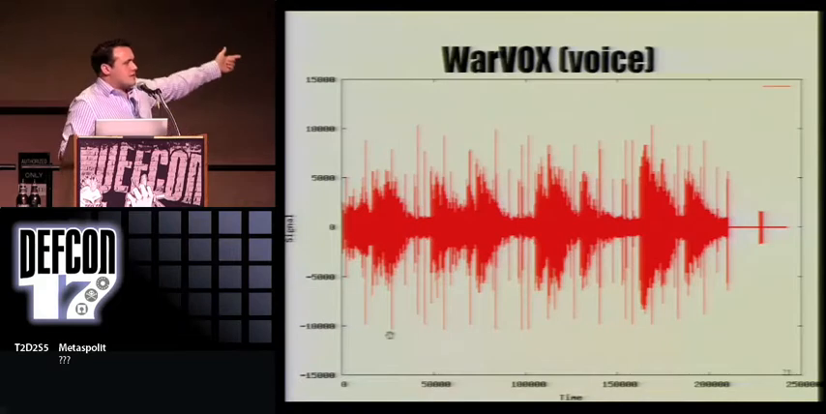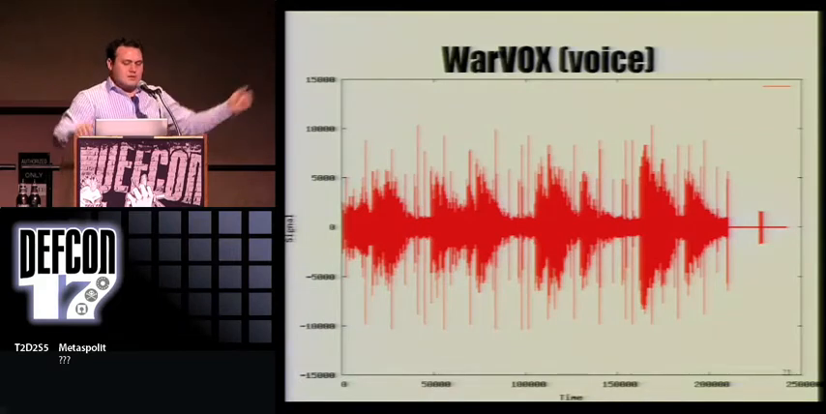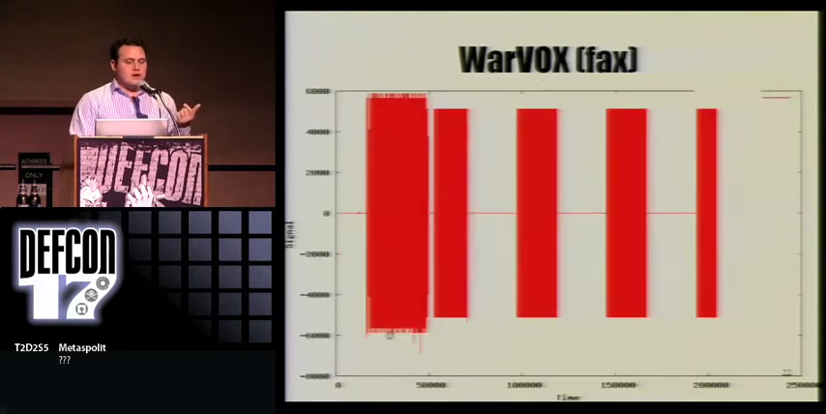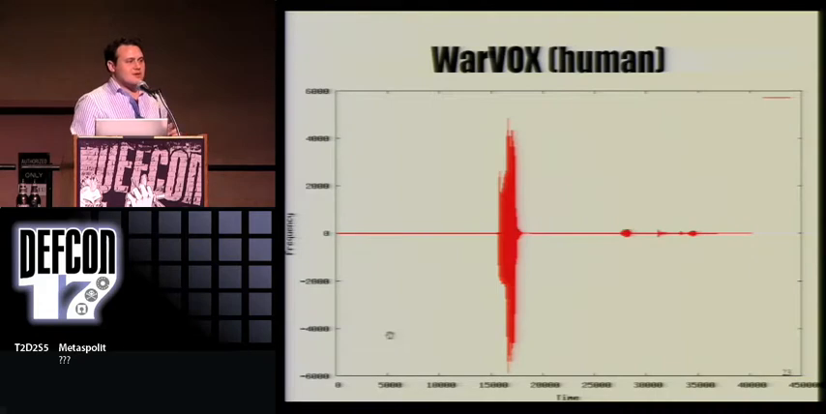So this is what a voice sample looks like, blah, blah, blah. Kind of an automated response. It doesn't wait for you to say anything, it just goes. Here's what a fax looks like, wee, wee, wee, kind of the squealing noise. You can see the bars of the annoying noise. Here's a human, because they get really confused. They get a random call and they go, hello, click. So that's a human.